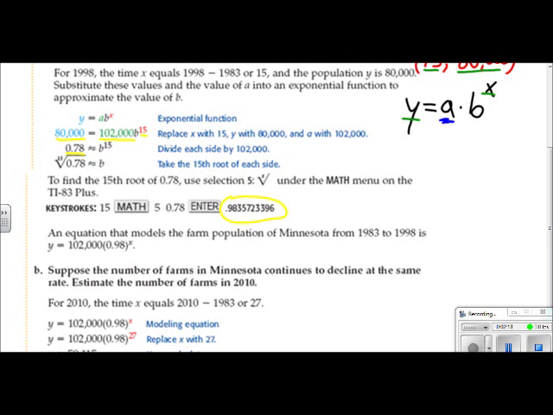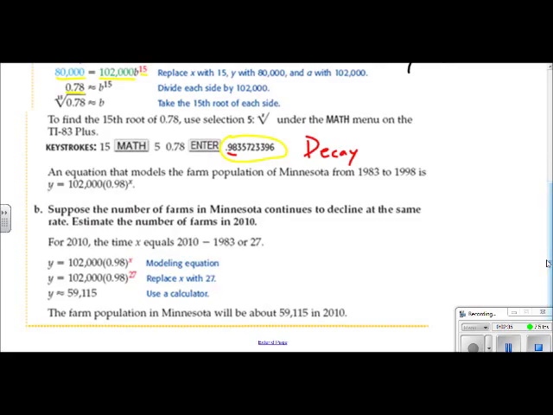Now, is this going to be exponential growth or decay? Well, in this case, it's going to be decay, because 0.98 is less than 1. It's in between 0 and 1. So it means over time, the number of farms in Minnesota is getting smaller. So the equation that's going to model this is y equals 102,000 times 0.98 to the x. Our initial value, 102,000, times our base of 0.98, which means it's actually getting smaller. That's our decay value to the power of x equals our y.